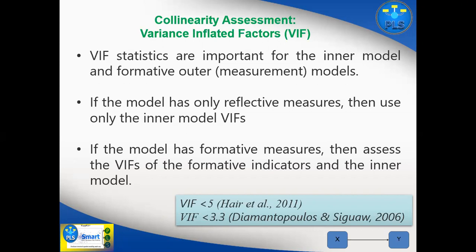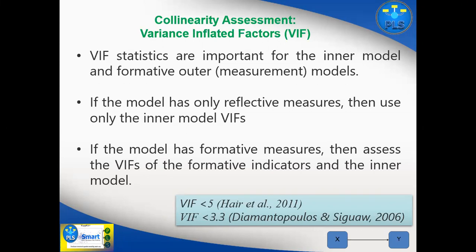In other words, if your model has reflective items, you measure only the VIF in the relationship between X and Y, for example. But if you have formative, you have to measure two VIF. The VIF of the first stage, that is the VIF of X and items, VIF of Y and items. Then you now again test the VIF between X and Y.